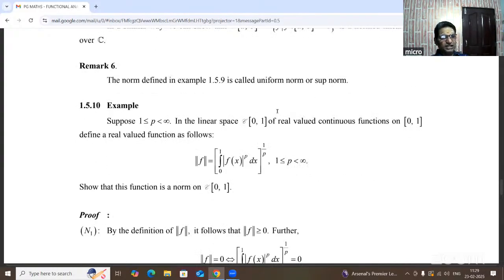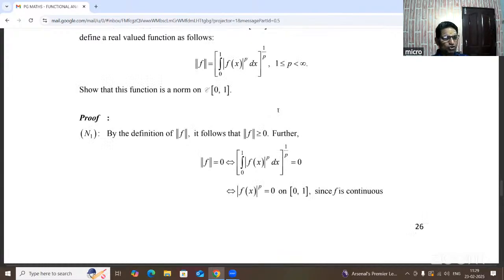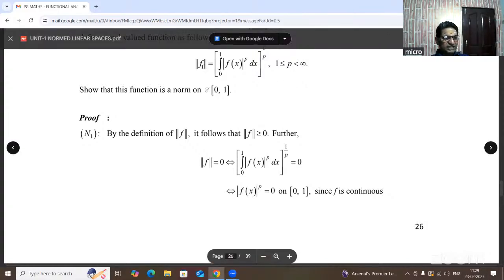Students, this example you also have to practice, 1.5.10, okay, throughout the integration part. So this is also the same. The norm is given by the condition: norm f equal to integral 0 to 1 of mod f of x whole power p, and whole power 1 by p. L^p is a normed linear space throughout the integration. So the given condition is norm f equal to the integral 0 to 1, the set of all bounded functions on integration, of mod f of x whole power p, whole power 1 by p, dx. Here p lies between 1 and infinity.